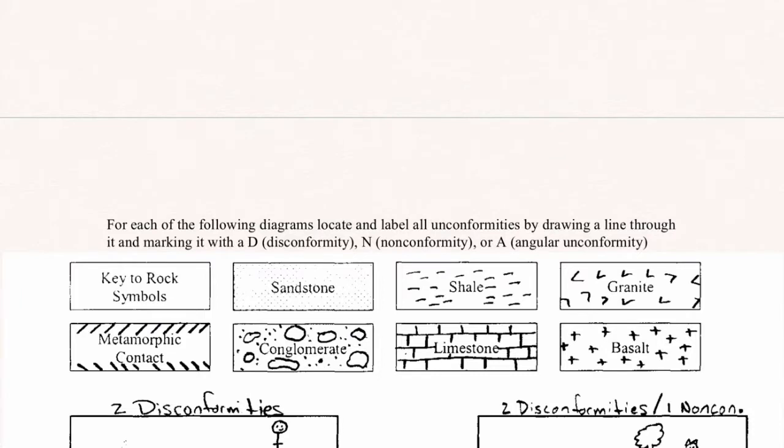Alright guys, in this quick walkthrough I'm going to cover unconformities. Remember there are three types of unconformities. There are disconformities, nonconformities, and angular unconformities. All three are a little bit different.